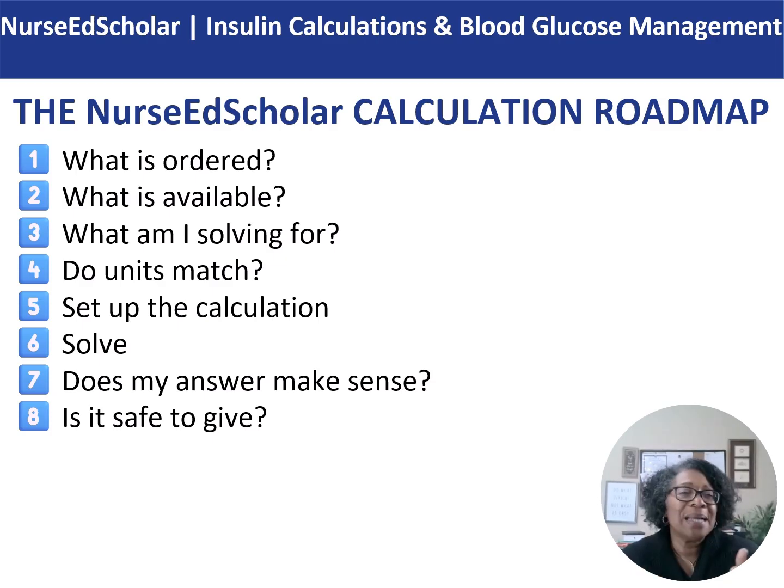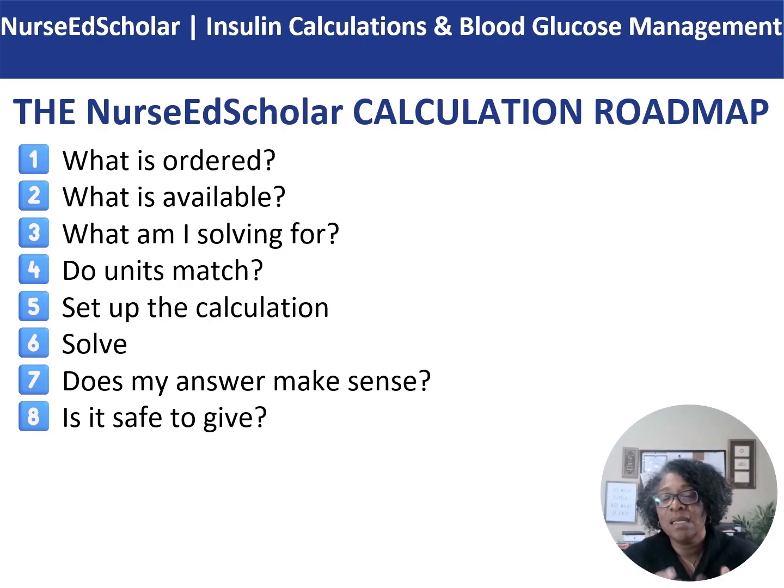Then it says, what am I solving for? Well, if you're looking at a sliding scale, that's actually what you're solving for, looking to see what range of blood sugar is going to determine how many units of insulin to give. Do the units match? Basically, with this type of thing, make sure that you're using an insulin syringe and the right vial of insulin, because there are different vials of insulin. So it's just making sure that you are giving the correct amount and using the correct syringe. And as far as setting up a calculation, it's just making sure that you are going to draw up the correct amounts of insulin.